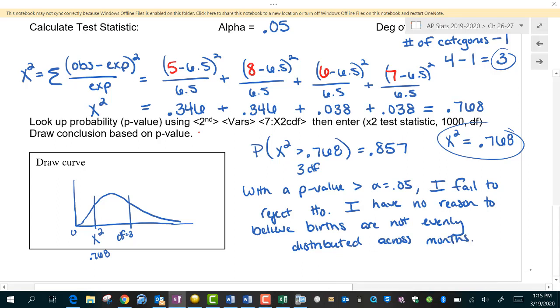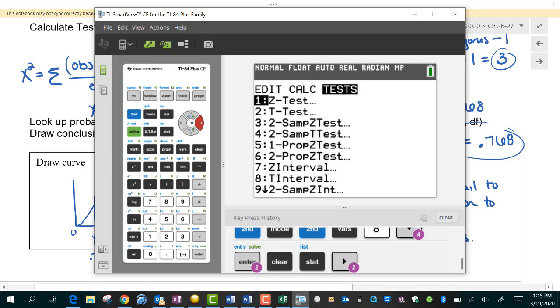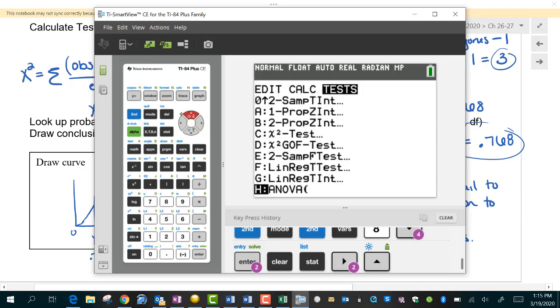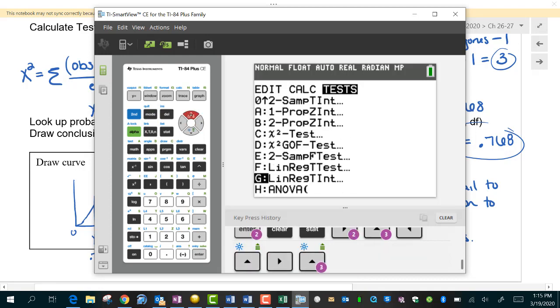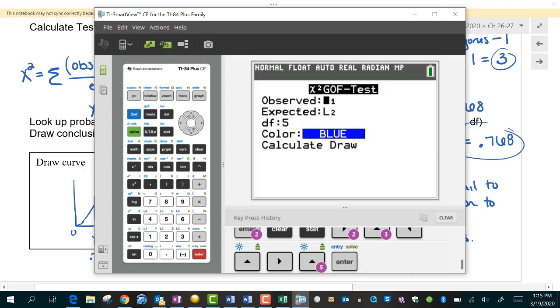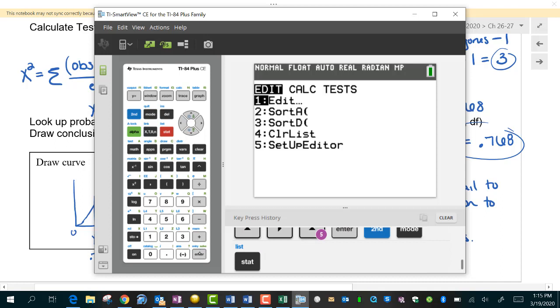Okay, the last thing I want to show you is how you would do a test in your calculator. So if you go to Stat, Test, I'm going to arrow up because I want to get to D, chi-squared goodness of fit. So notice here it says observed L1, expected L2. So that's where I need to put those observed and expected. So I'm going to quit out of here, go back to Stat Edit.